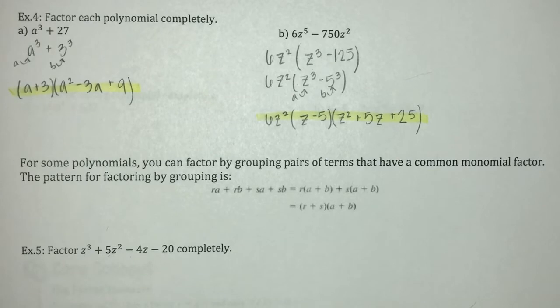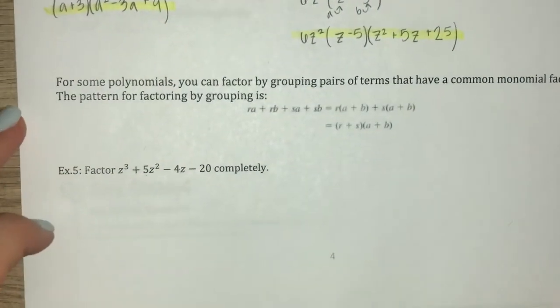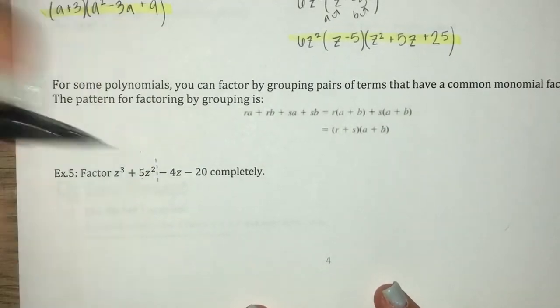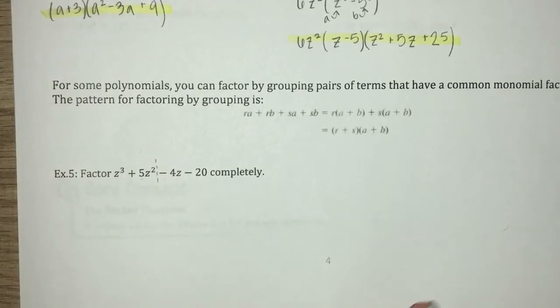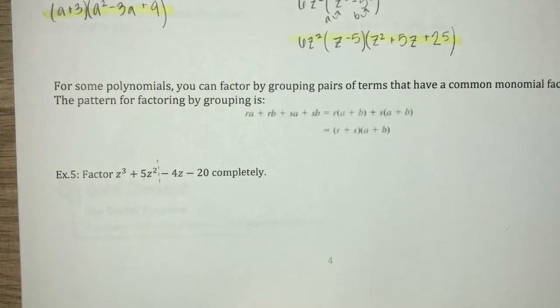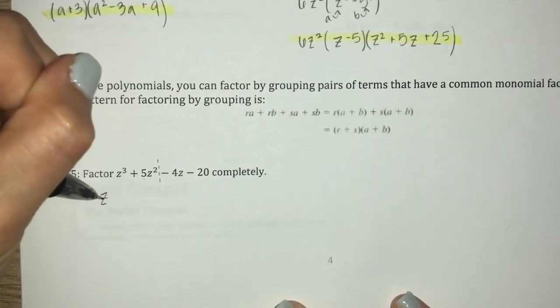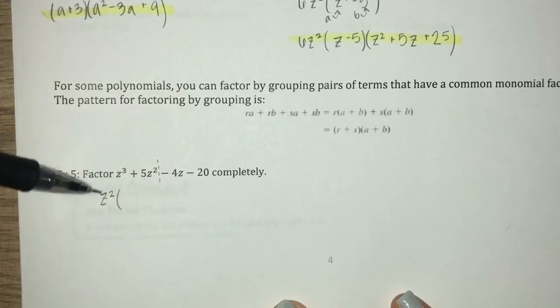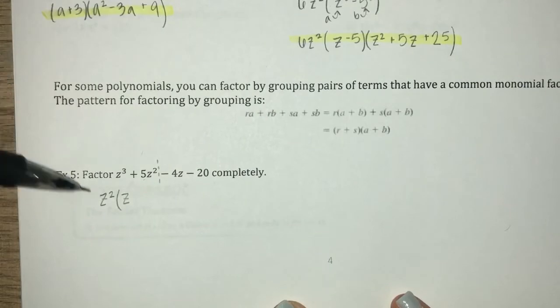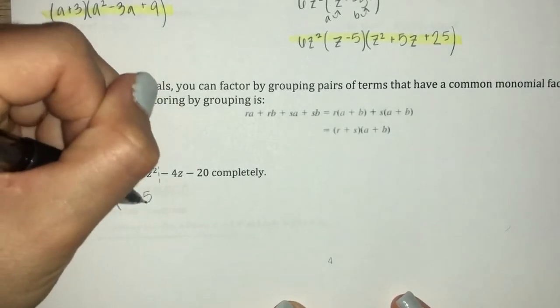So we have 4 different terms here. There's no greatest common factor other than 1, so I can't factor anything out. If I have 4 different terms, that's when you want to factor by grouping. Factor by grouping is when you split the expression in half and factor the greatest common factor out from each pair. So between z cubed and 5z squared, the greatest common factor would just be z squared. So z cubed divided by z squared would just be z, and then 5z squared divided by z squared would be 5, so plus 5.